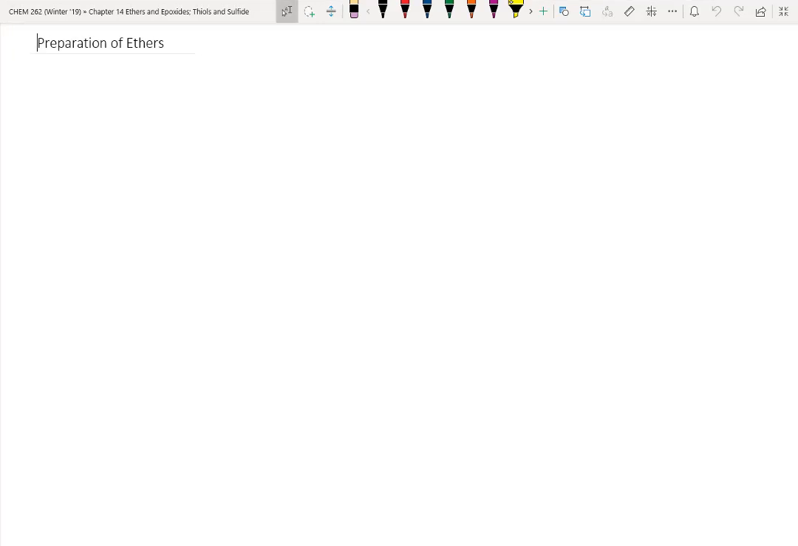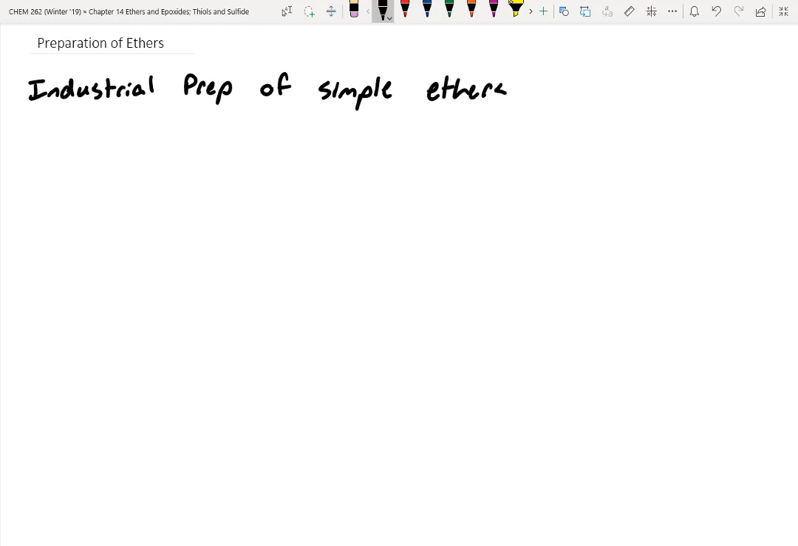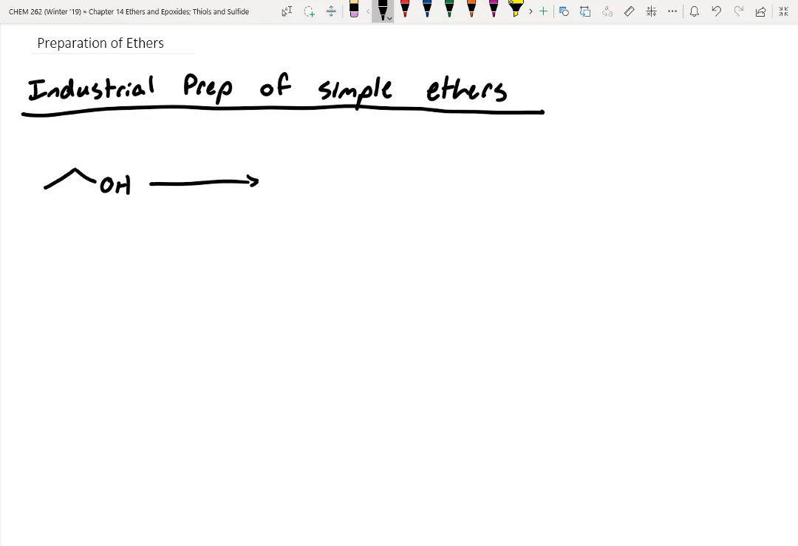There's a handful of ways to make these. For really simple ones, you can do this industrial method. And this really only works for simple ethers, meaning you're making something small that only contains an ether functional group, no other functional groups. All right, so in order to do this, you can actually take small alcohols like ethanol. You can treat it with catalytic acid. What do you think the first step's going to be? Protonation. Hopefully everybody's got that one figured out.